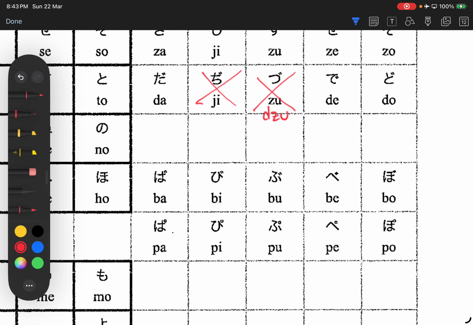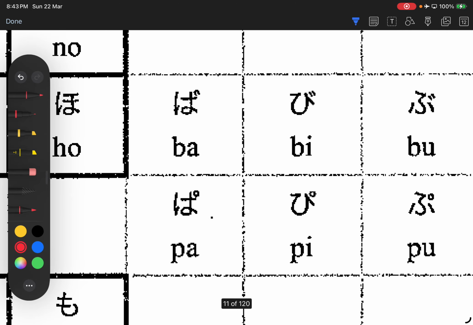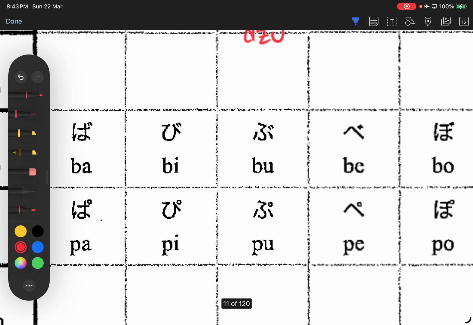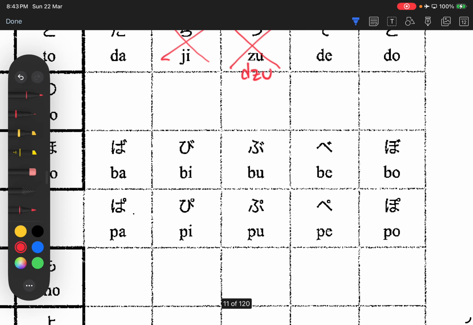Okay, so if you look at the row below it, wow, still have. But now what do we do? We change the 2 dots into a circle, right? A maru, right? So when we change 2 dots to a circle, it changes from the H sound to a P sound. So pa, pi, pu, pe, po. So pa pi pu pe po.